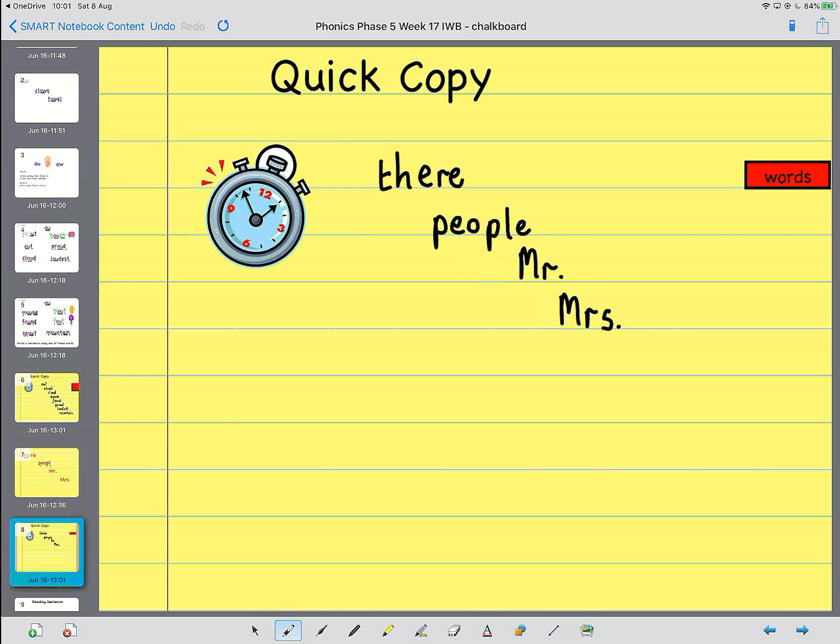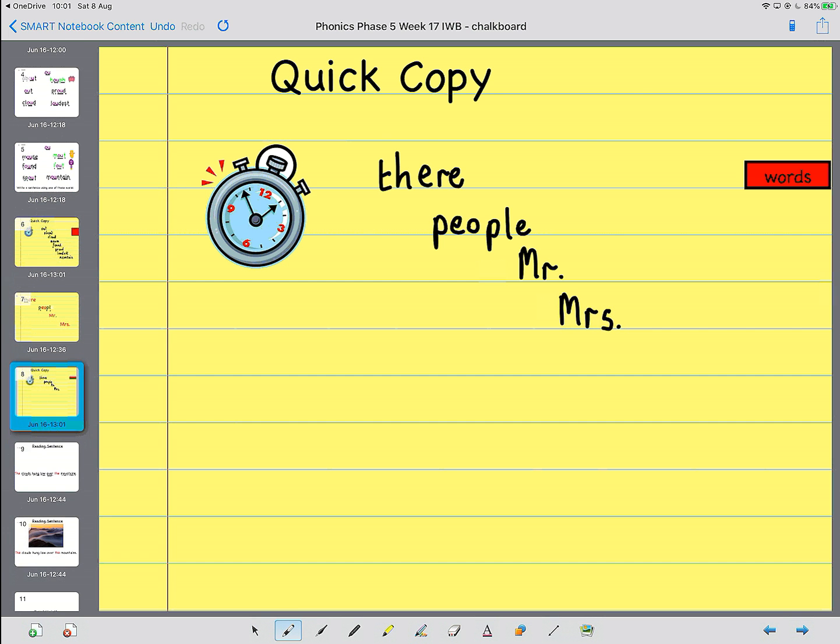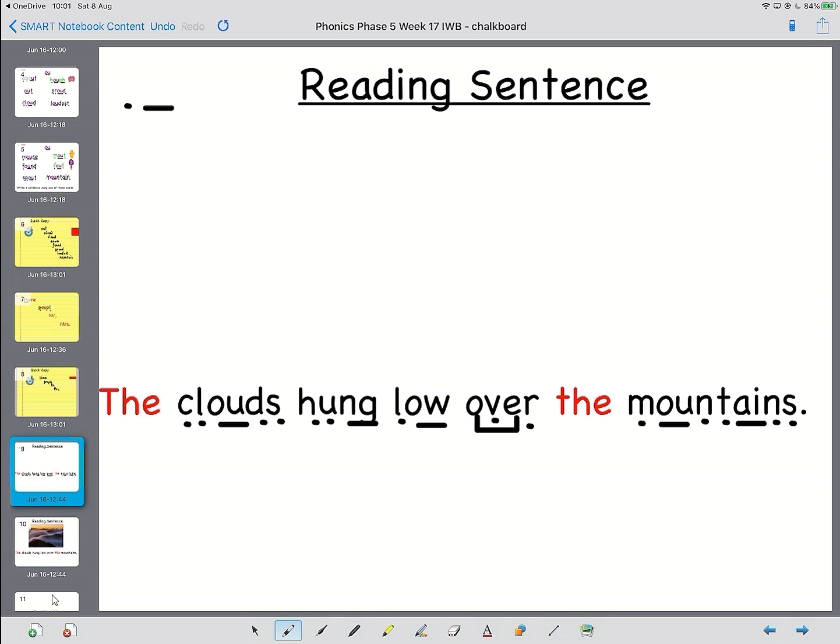Okay, and that is the end of that. To finish with, we've got a reading sentence. So let's have a go. The clouds hung low over the mountains.